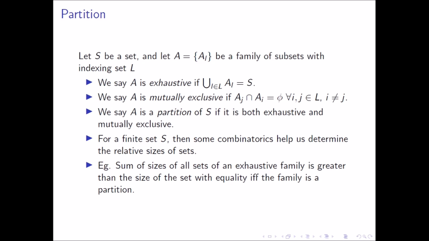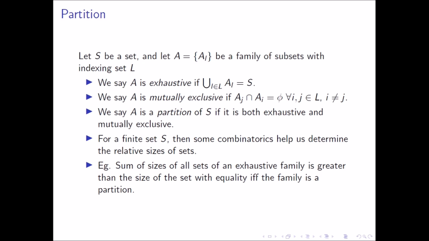For finite sets, combinatorics has uses of partitions, and in fact, combinatorics helps us study partitions better. For example, can you try showing that the sum of sizes of all sets of an exhaustive family is greater than or equal to the size of the set? For example, consider the set {1, 2, 3}. Then {1, 2} and {2, 3}, these two sets forming a family A, is exhaustive, right? Because their union is S. But the sum of cardinalities of these two sets is 4, which is greater than or equal to 3, which is the size of S.